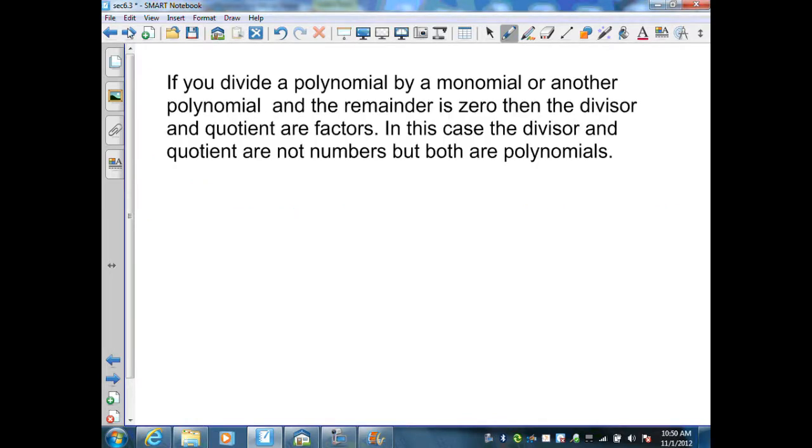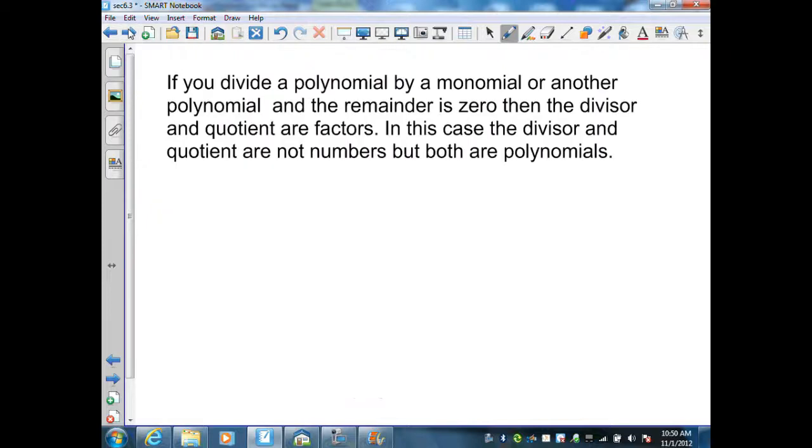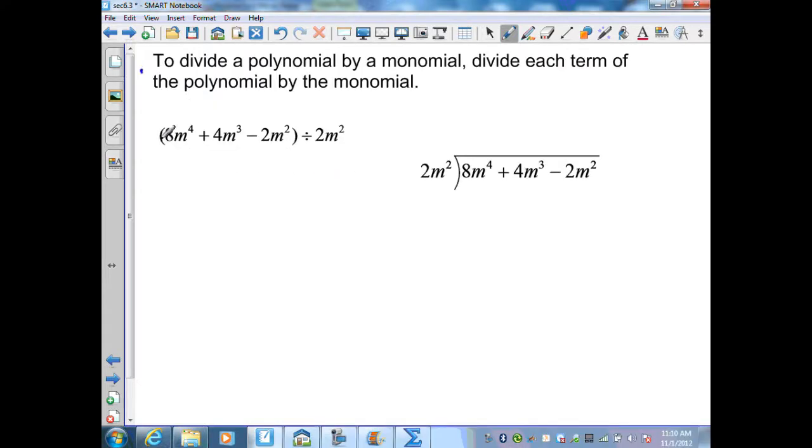Let's begin. If you divide a polynomial by a monomial or another polynomial and the remainder is 0, then a divisor and quotient are factors. That's the same as our last slide. If the two numbers divide evenly into our dividend, they are factors. So here, if a monomial and a binomial divide evenly into a polynomial, with a remainder of 0, then those are factors. In this case, the divisor and quotient are not numbers, but both are polynomials. Let's take a look at an example.